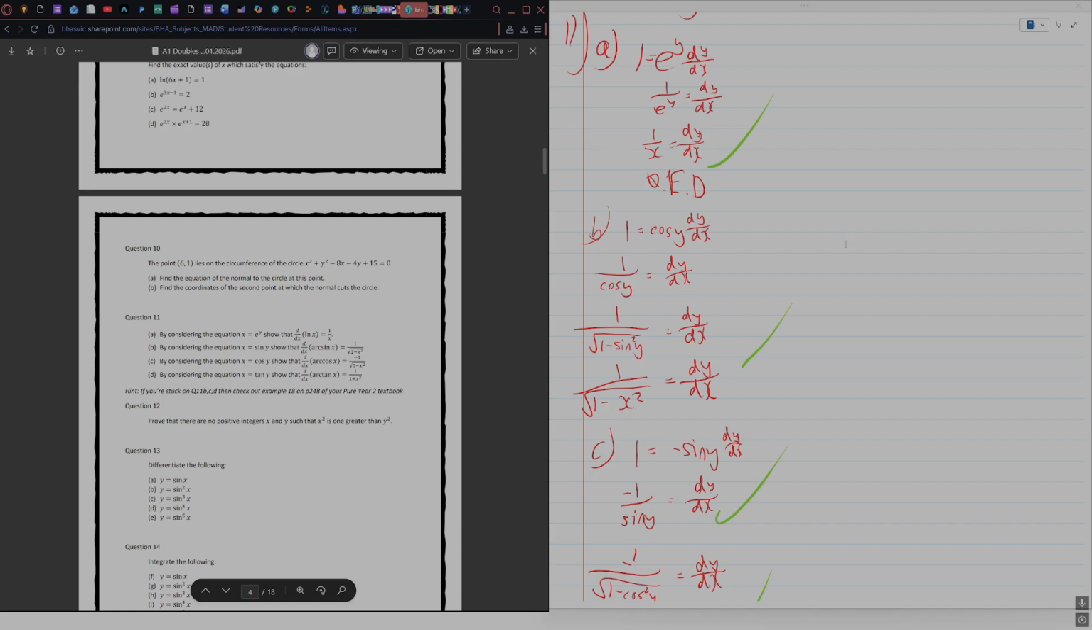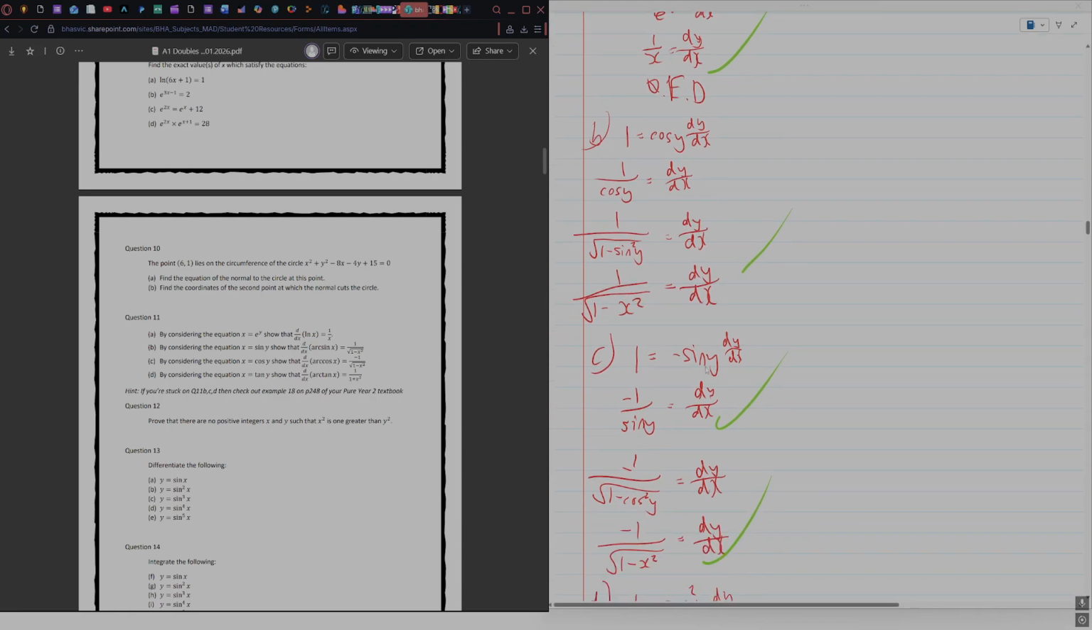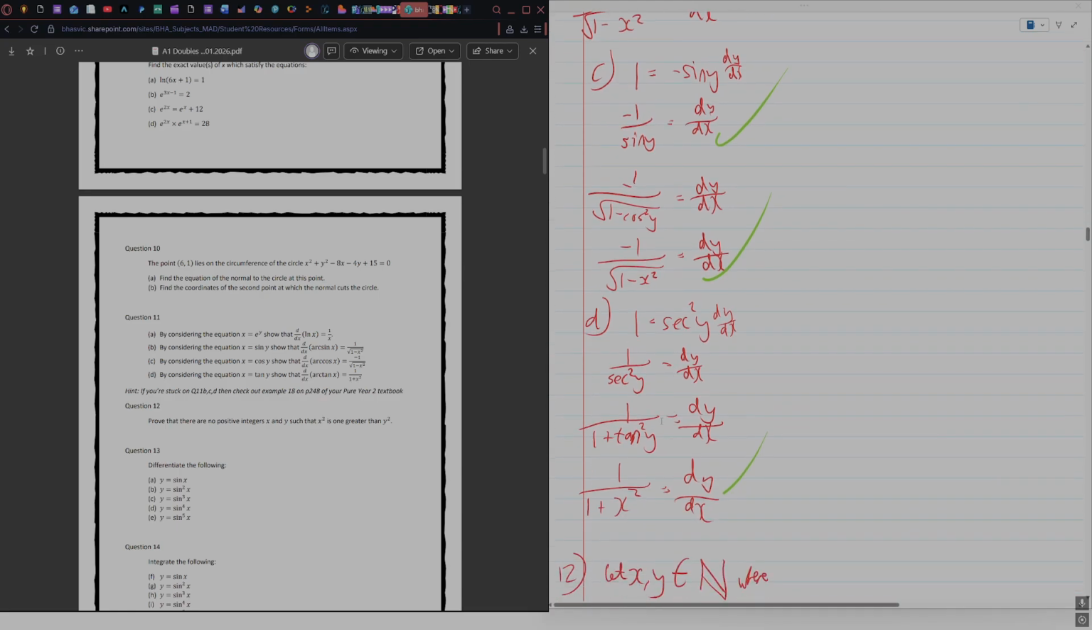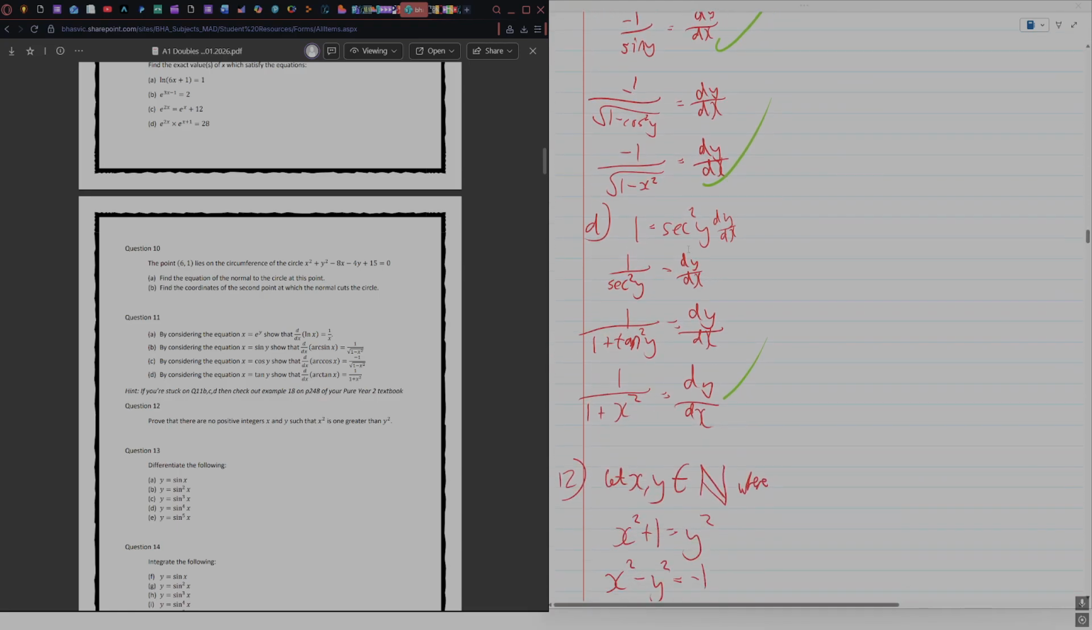Next one, you differentiate implicitly again, and this time you turn cos y into root 1 minus sine squared y, so that you can substitute it back in. And then same with this one, you do the exact same thing, except it's negative, because you're differentiating cos, not sine, so that turns into negative sine y. And then for tan, you can just turn it into sec squared, and that will turn into 1 plus tan squared, and then substitute that back in.